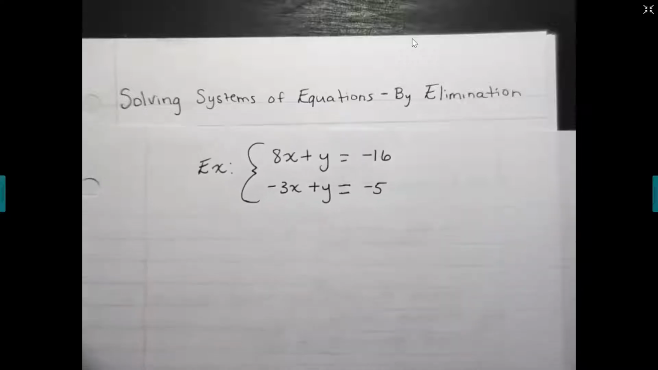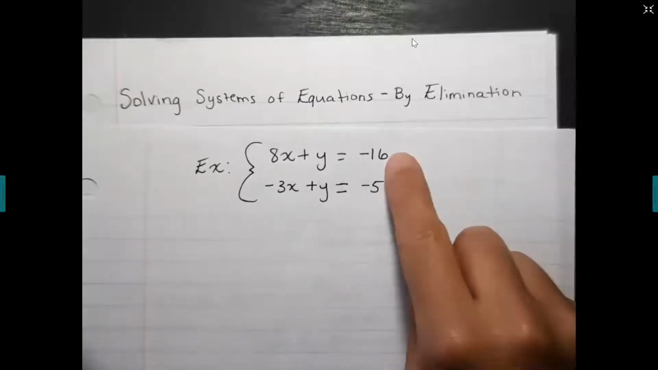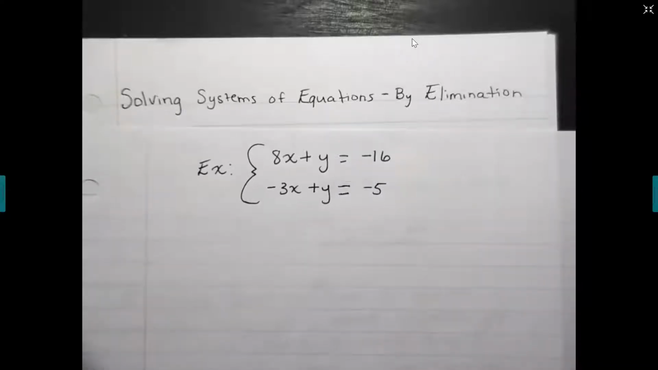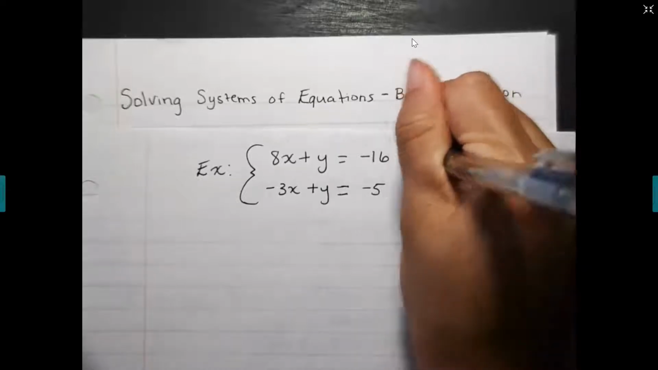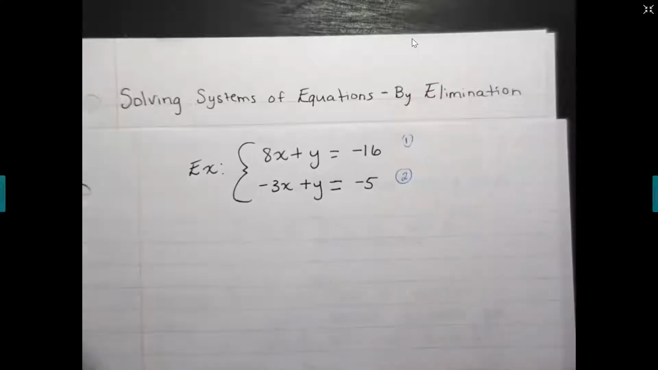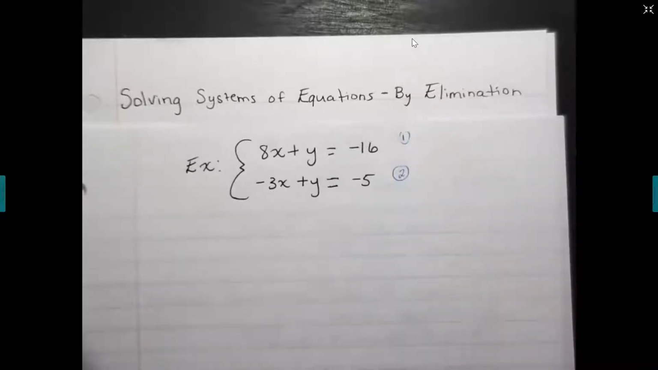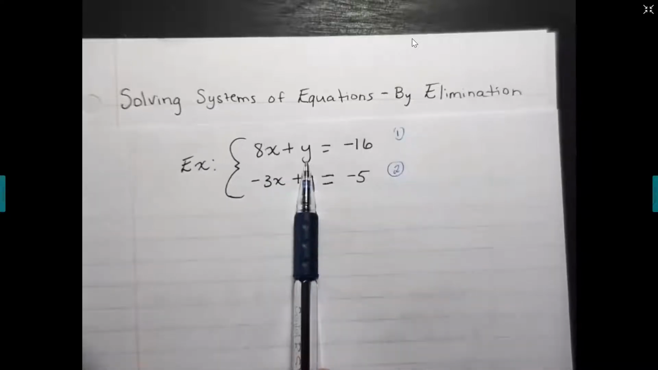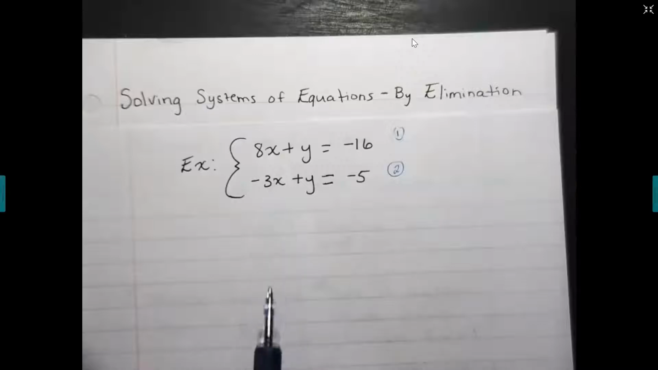Okay, so just as a quick review, we know that a system consists of two or more equations, which we usually label as equation 1 and equation 2 in our steps to make sure that we all stay on the same page. So it's two equations with two different variables, usually x and y. When you solve a system, essentially it's just solving two equations for the two variables. You've got to find the value of x and the value of y that will make both equations true.